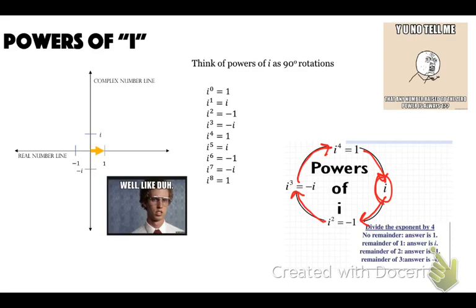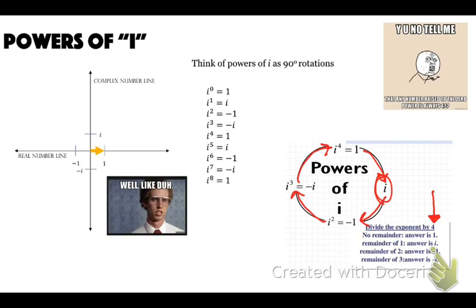But if there's no remainder, the answer is 1. If there's a remainder of 1, the answer is i. If there's a remainder of 2, the answer is -1. And if there's a remainder of 3, the answer is -i. And that's when you are dividing the exponent by 4.